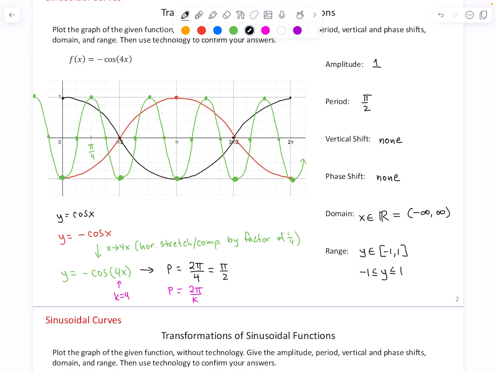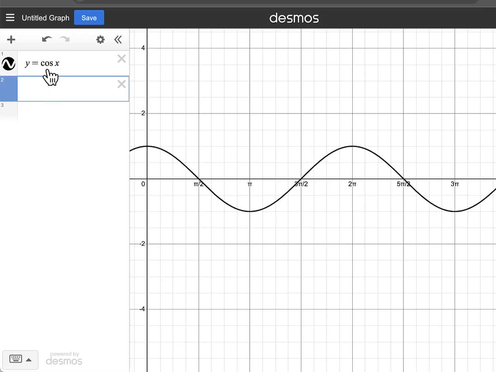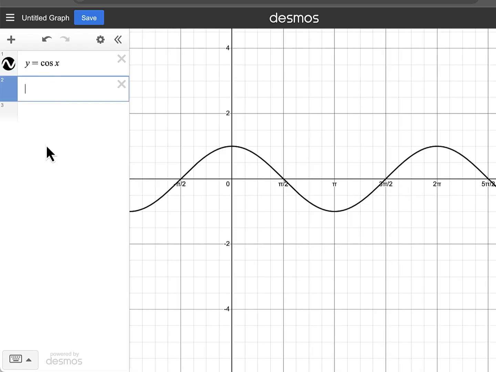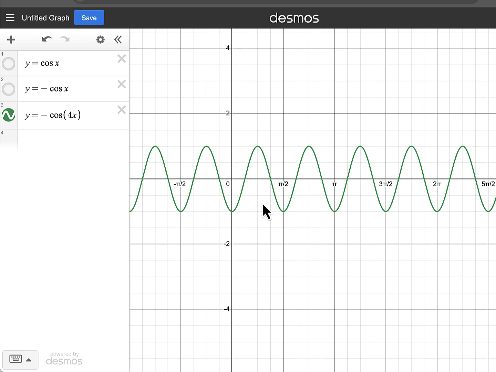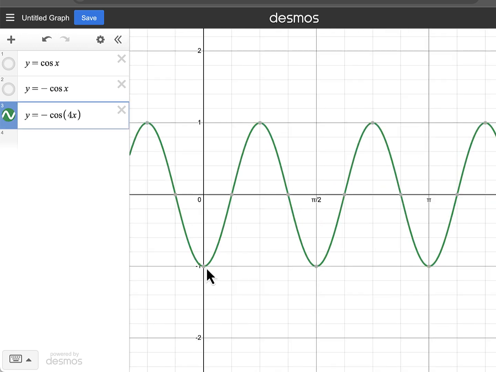Let's confirm with technology. I'll begin with y equals cosine of x, and let's do one change at a time. Y equals negative cosine of x, and then green will be y equals negative cosine of 4x. It starts on the y-axis at 0, -1. At pi eighths it hits 0. At pi fourths it gets its maximum. At 3 pi eighths it gets back to 0. And it completes one cycle by the time we get to pi halves. And then we just get repetition from there.